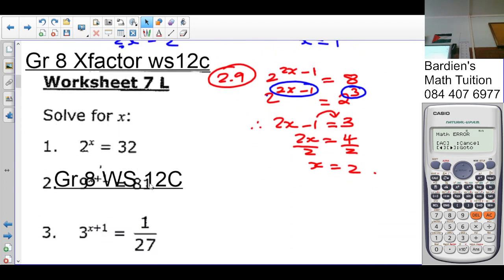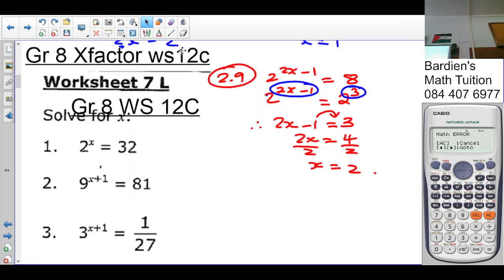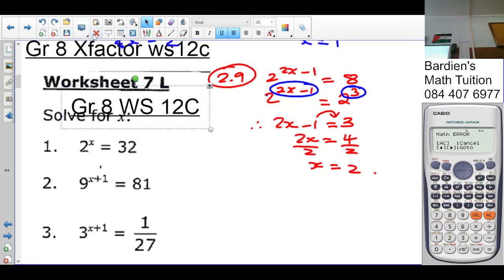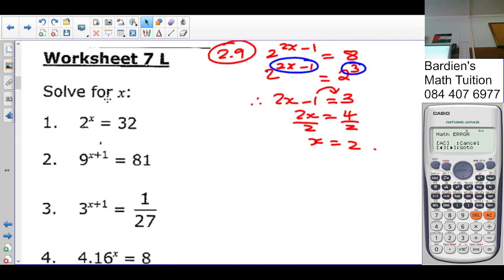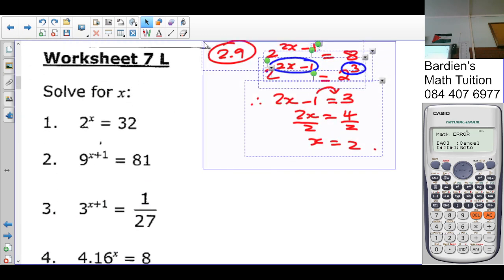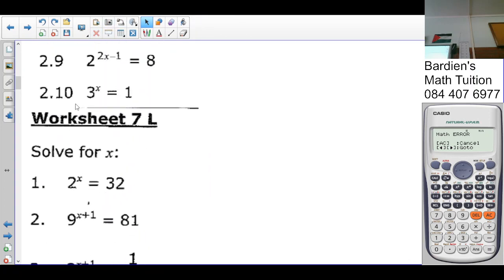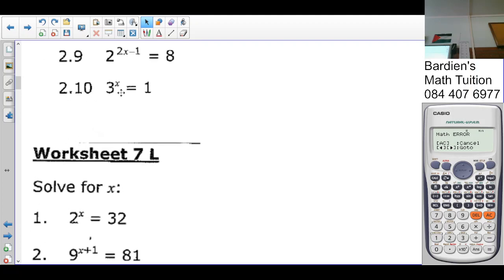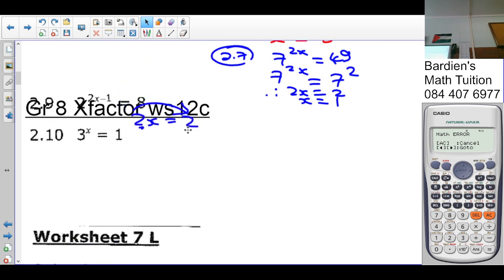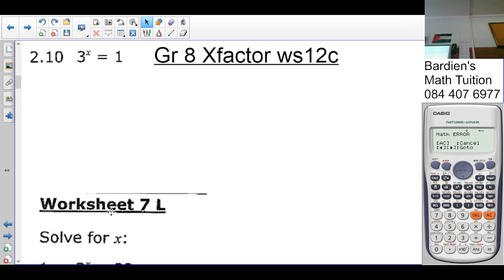Grade 8, 12C, X factor. No, 12C is finished. Take Mickey Mouse off. This is 12. So this is grade 9. Right, what's going on here? Oh, I didn't do these two. Only the 10. This belongs to that one. Right, what's happening here? You don't know, neither do I.